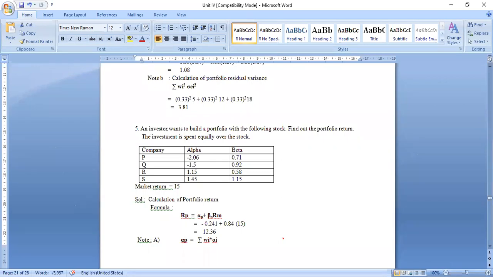An investor wants to build a portfolio with the following stocks. Find out the portfolio return. The investment is spent equally over the stocks. Now, in this case, we just have to calculate the portfolio return. You might have a combination of questions like calculate portfolio risk and return, or it might be only portfolio return, or only portfolio risk. In this case, we have to calculate the portfolio return, and this phrase is important again: the investment is spent equally over the stocks. It means it is speaking about the weights assigned to each of the securities.